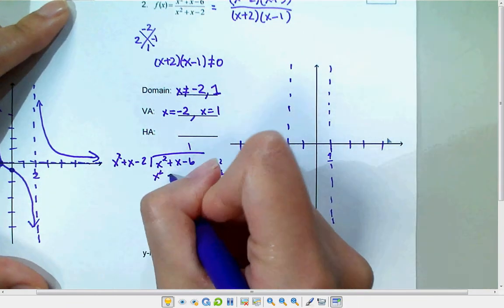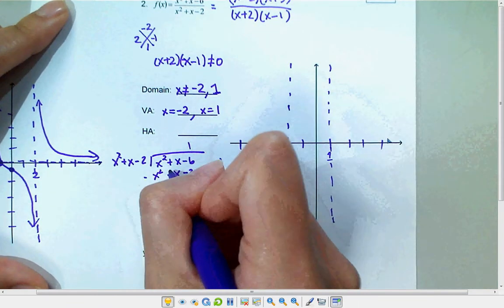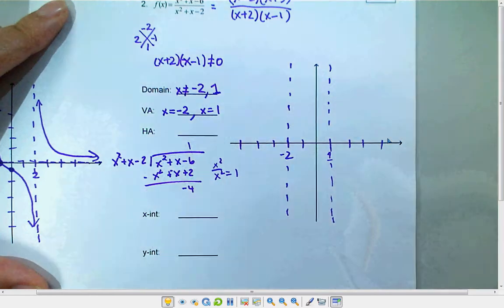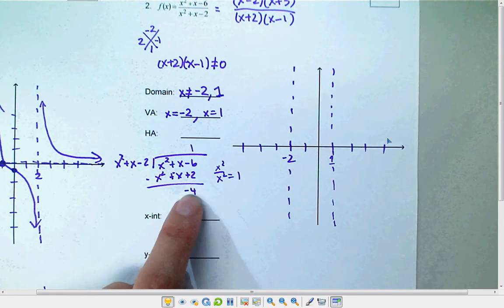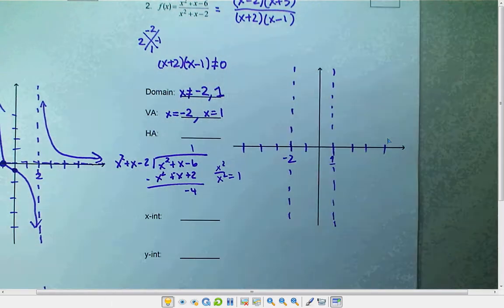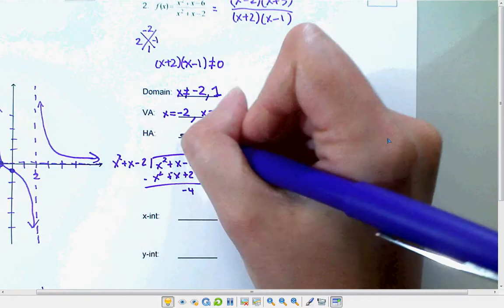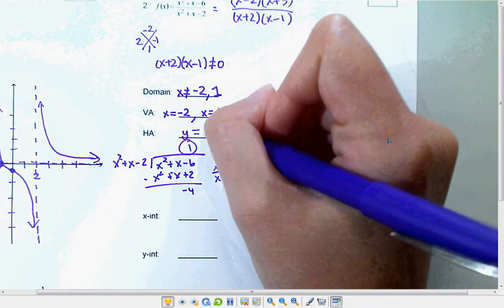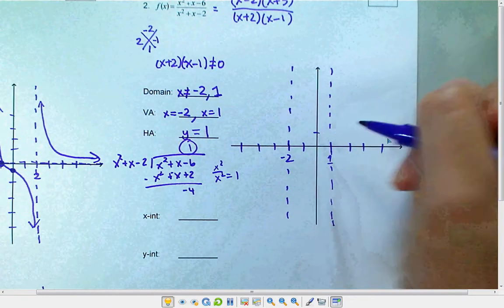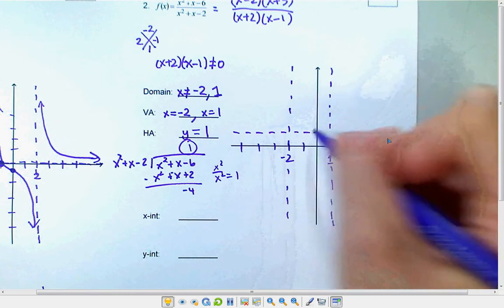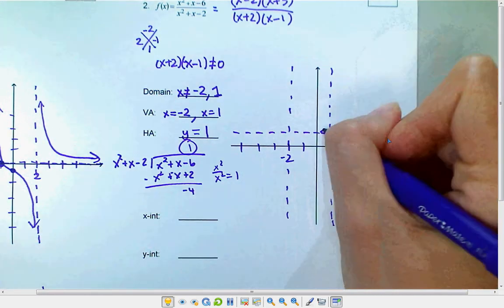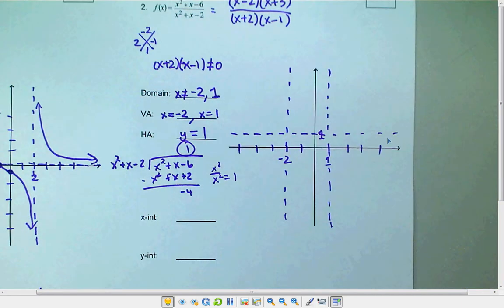Multiply out. Change the signs. This gives me a remainder of -4 because I can't divide -4 by x squared. But a remainder doesn't matter because the remainder goes to 0. So my horizontal asymptote here is just this number, which is y is equal to 1. So I'm going to draw a horizontal asymptote at 1. And here are my asymptotes.